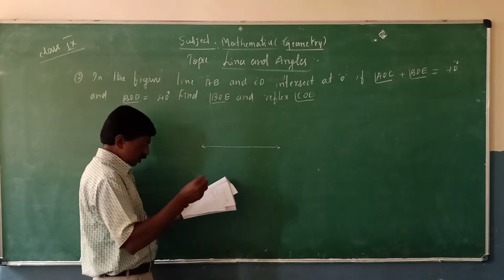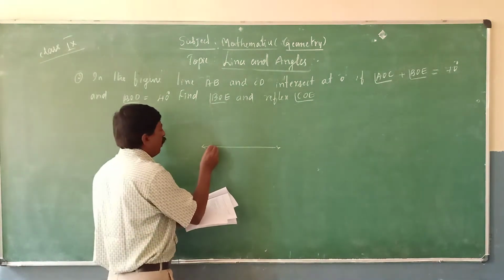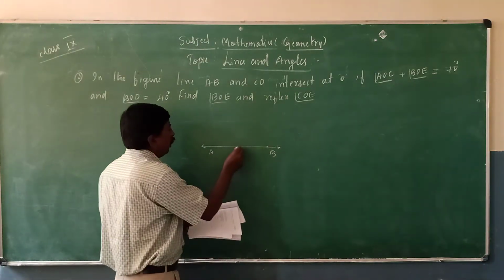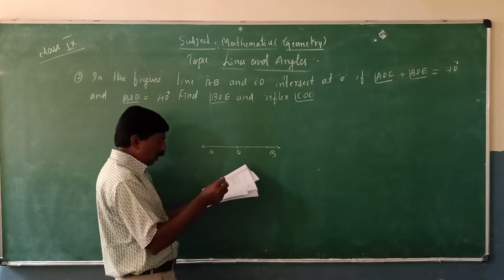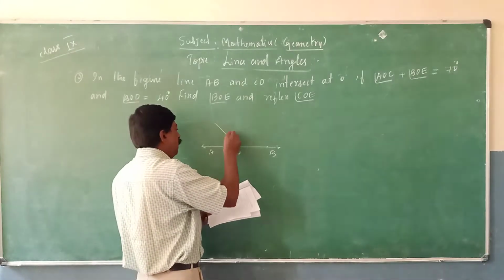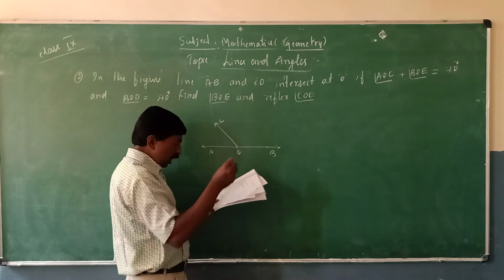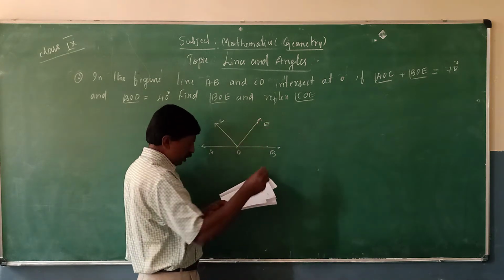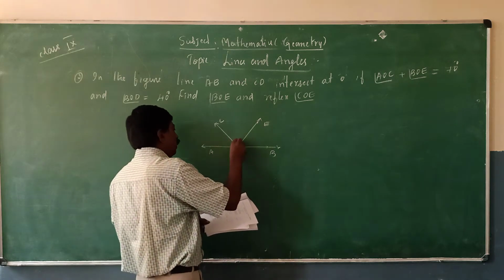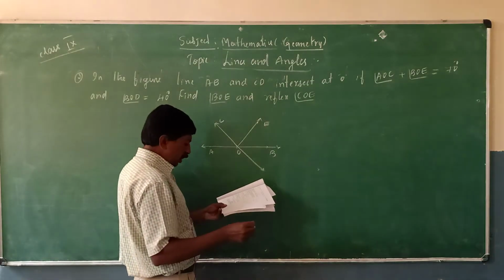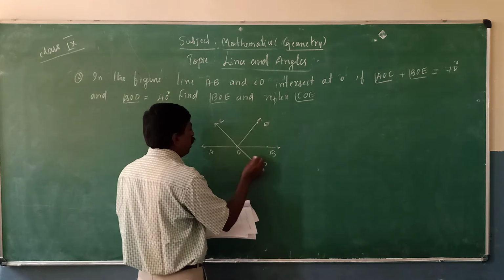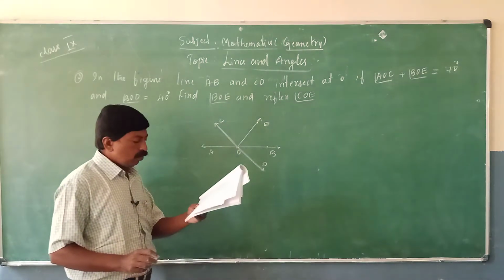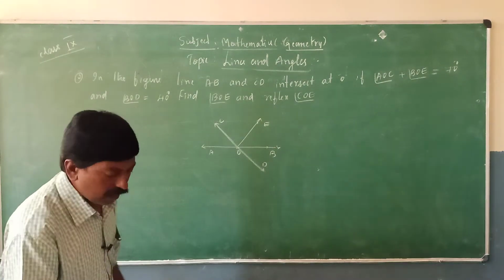Now we can write on the diagram like this. Here AB is a line, and here is a point O. On that point, OC ray and OE ray are standing, and this is extended. AB and CD are two lines that intersect at O. That is the question they have given.